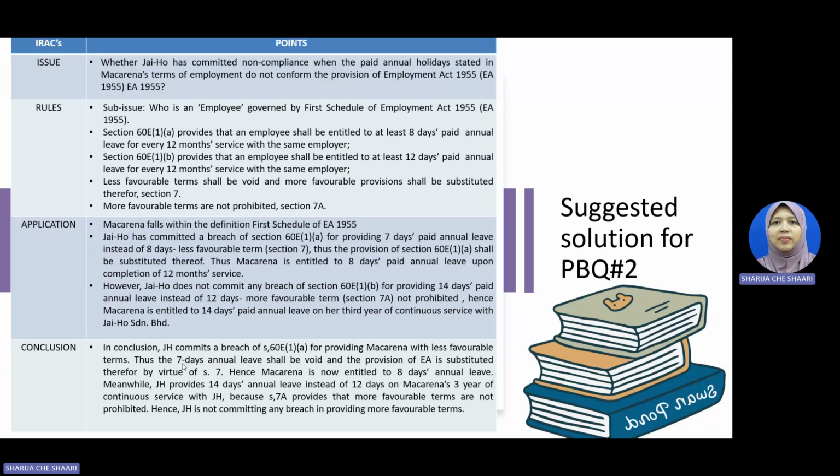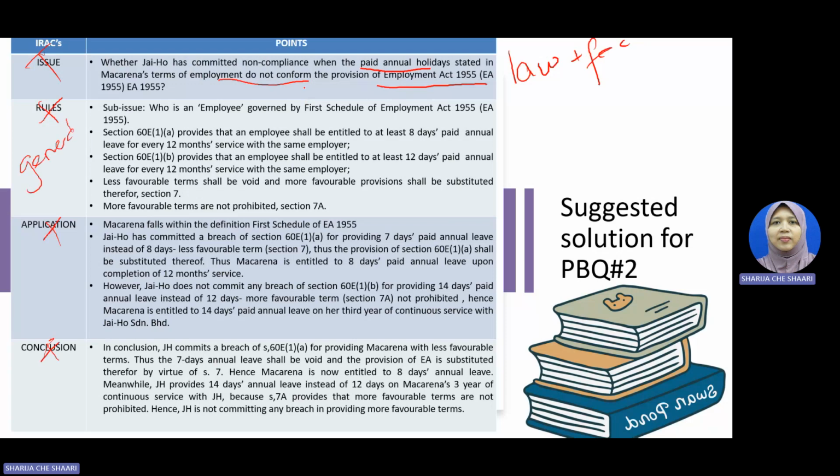So this is where I have already put the law and the facts. The law here is paid annual leave under the Employment Act. But the fact here is that it does not conform. So it's very clear. When I, as an examiner, read this, I know that you're on the right track. So for rules, you just mentioned general rules.